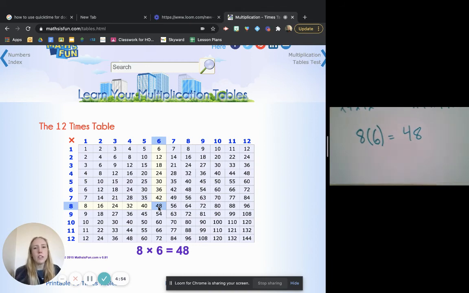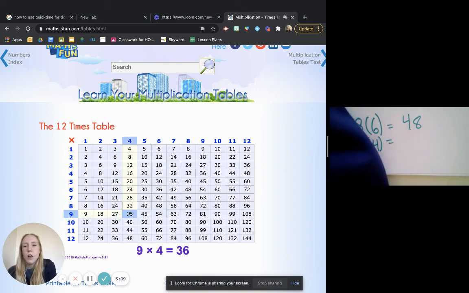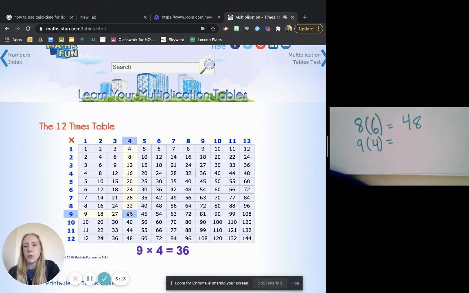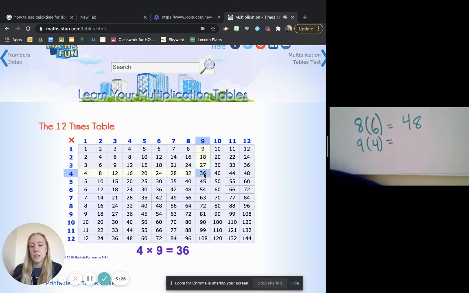Let's look at one more. Let's look at 9 times 4. The key is to find 9 going across or going to the side, and then 4 going the other way. So you could either do 9 right here times 4, and that tells you 36, or you could find 9 going across the top and 4 going along the side, which still tells you 36.